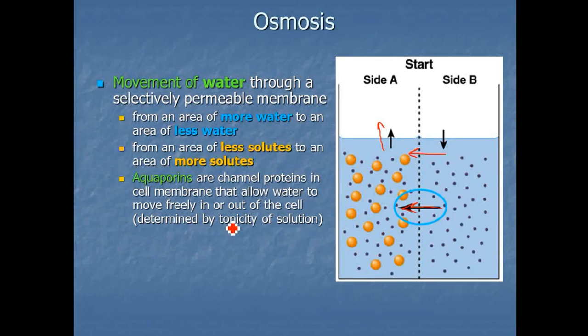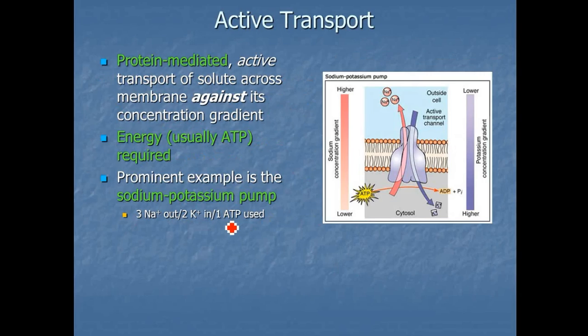So active transport is also protein mediated, but it's active and it moves the solute against its gradient. So it moves it from low to high. And energy, usually in the form of ATP, is required. The best example of that is the sodium-potassium pump. And we're going to come back to the sodium-potassium pump a number of times. So let's talk about it here.